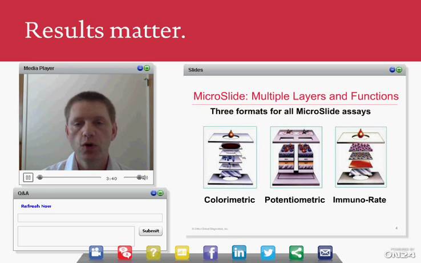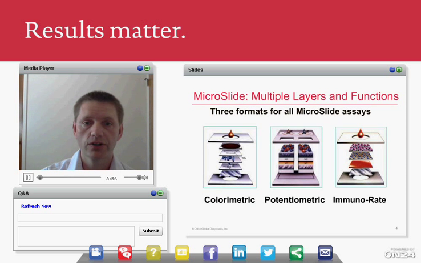So there are three different general formats that the microslides come in. The first one is colorimetric, and that'll be the first one I talk about. The second is potentiometric for electrolytes, and the third is immunorate. And that third format I won't be speaking about at all today.